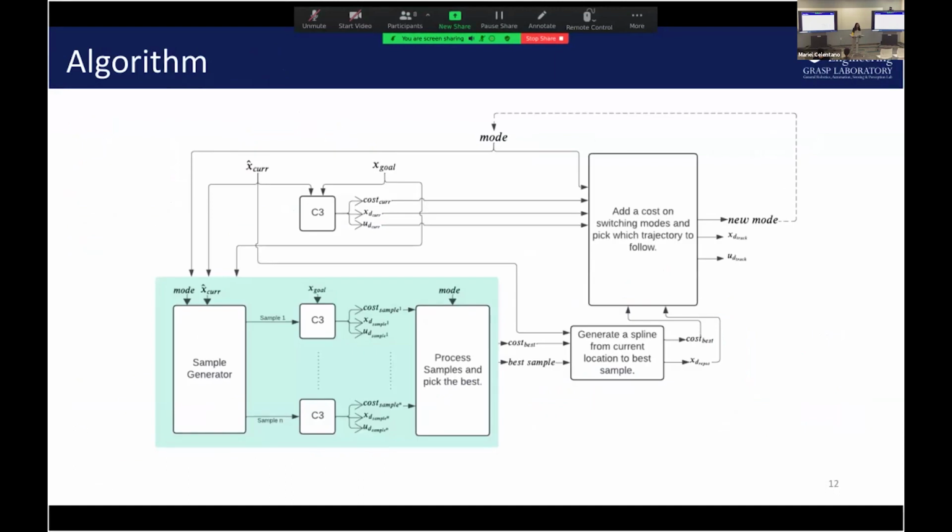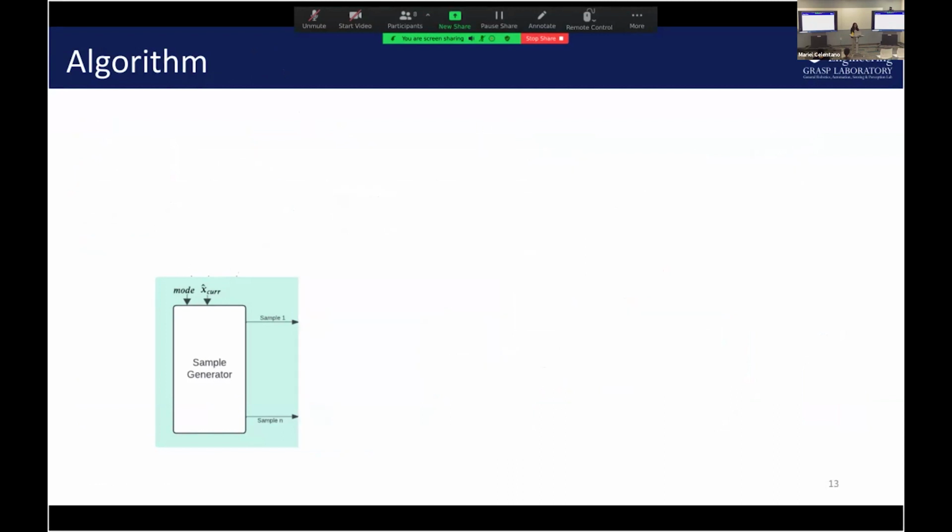Let's take a look at how the algorithm actually works. I know this is a lot on one slide, so let me walk you through this. Let's look at this little sample generator block. Given the current state of the object and the current mode of the system, where mode refers to whether the controller wants to do C3 or whether it wants to be in position mode, the sample generator essentially generates n different samples, and each of these samples only differ from the current state by the end effector location.